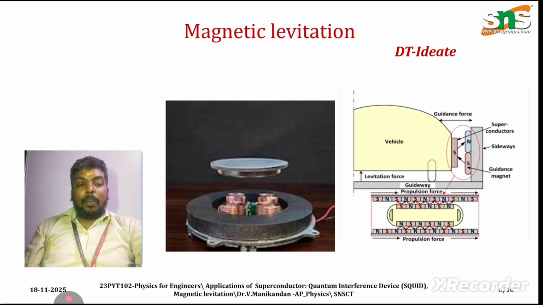This is completely frictionless. The train is suspended over the track at approximately a 10 mm distance. This is the schematic diagram of the Maglev train, and this levitation is used in Maglev applications. I stop here with the basics of SQUID and Maglev applications. In the next class we will see more interesting applications and go deeper into SQUID and magnetic levitation, and how they work in sensors and applications. Thank you.